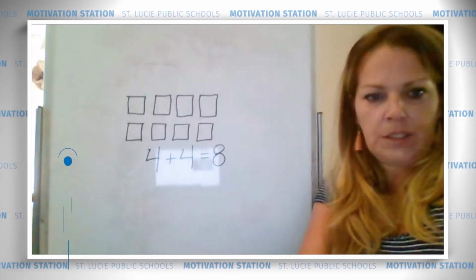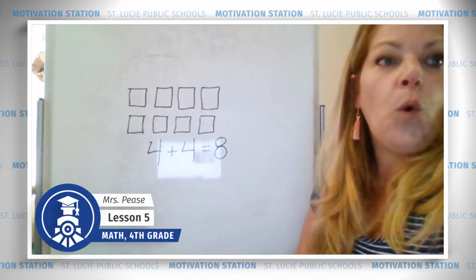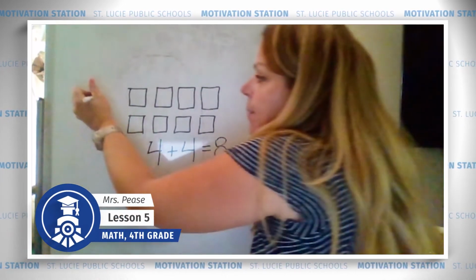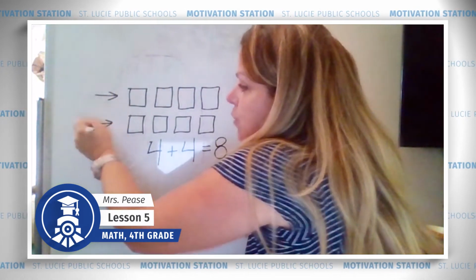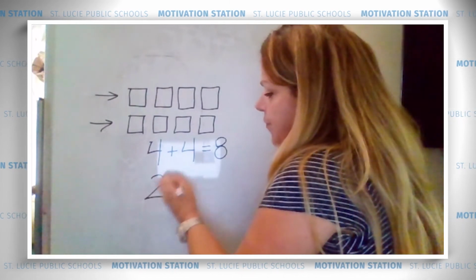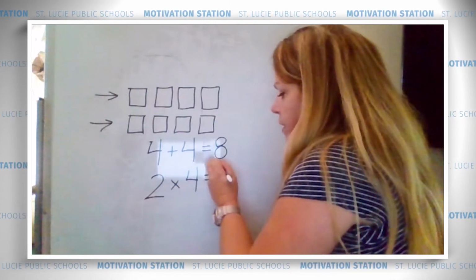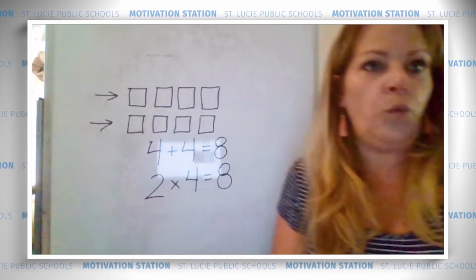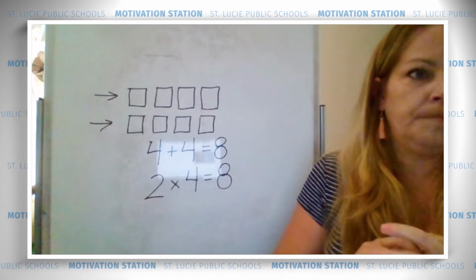I see that there's a glare from my computer. Or we could write that as a multiplication. Remember, I'm going to label my rows first. How many rows do I have? 1 row? 2 rows of 4 windows equals 8 windows. Okay.